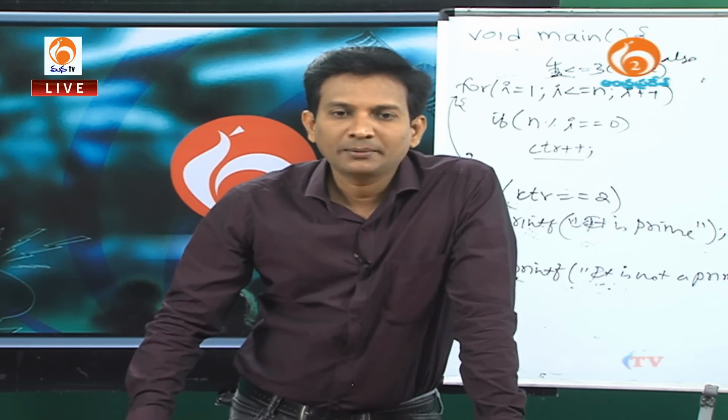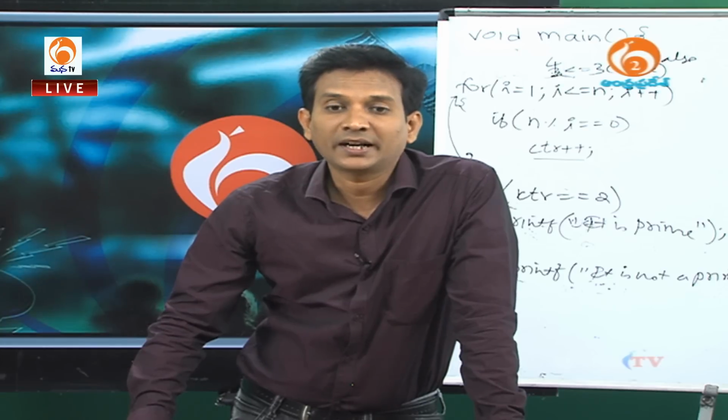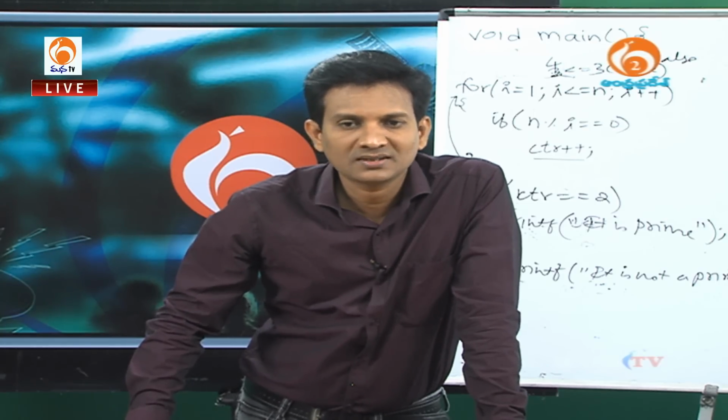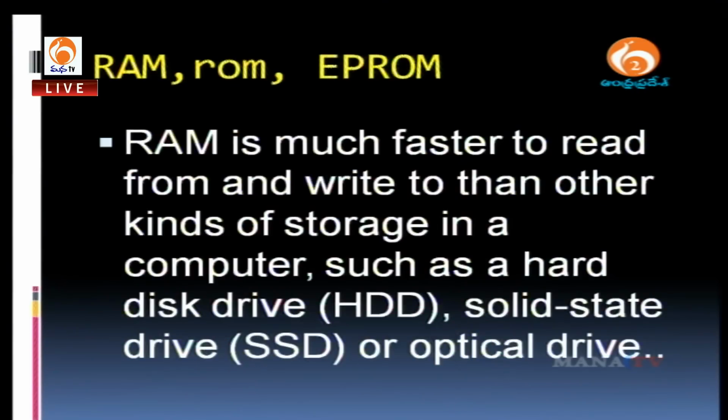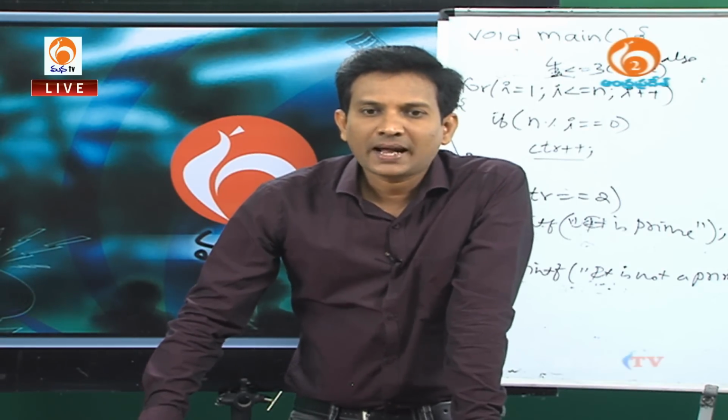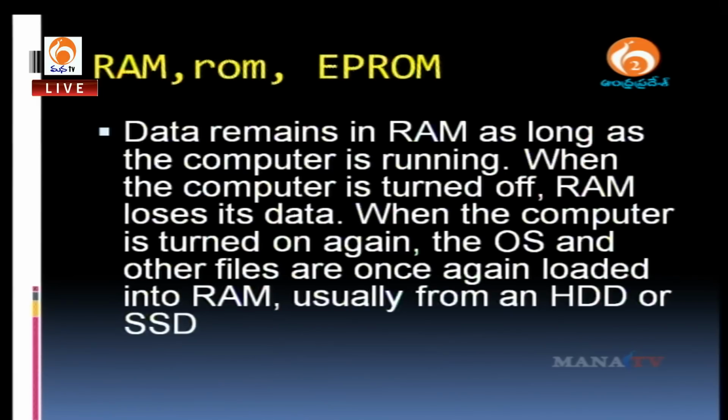Just look here, RAM is much faster to read from and write to than other kinds of storage in a computer, such as a hard disk drive, solid state drive, SSD, or optical drive. Data remains in RAM as long as the computer is running. Once you switch on the mobile or system, all the applications will be stored into the RAM. As long as the device is running, the data remains in the RAM. That is the meaning of that statement.